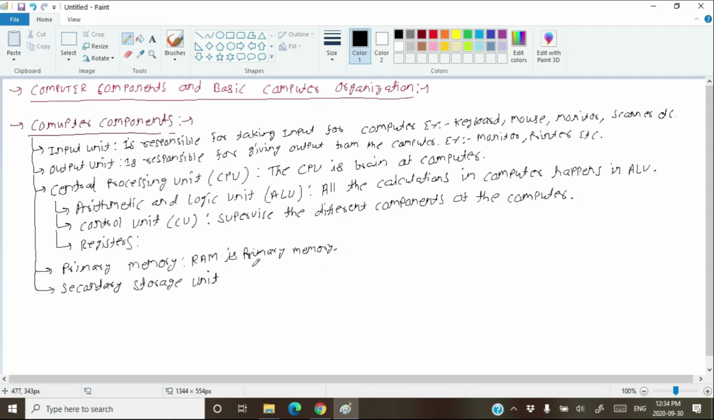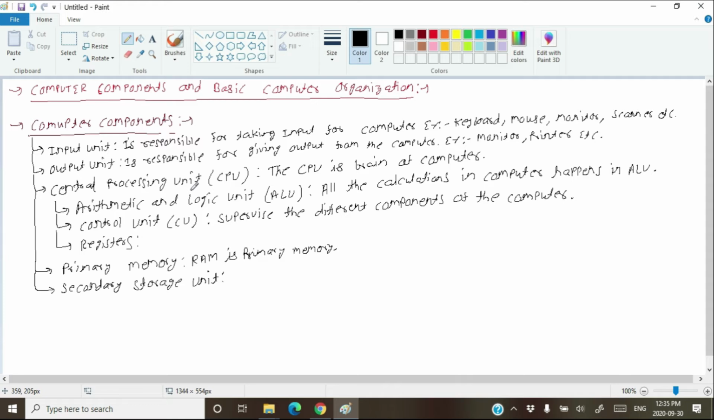We will learn about the functionality of RAM in detail, but for now, just remember that whatever program you want to execute in your computer permanently resides on your hard disk drive or on your SSD. Hard disk drive and SSD are the secondary storage units. When you double click on that program, it first gets loaded into the primary memory and then the CPU executes it.